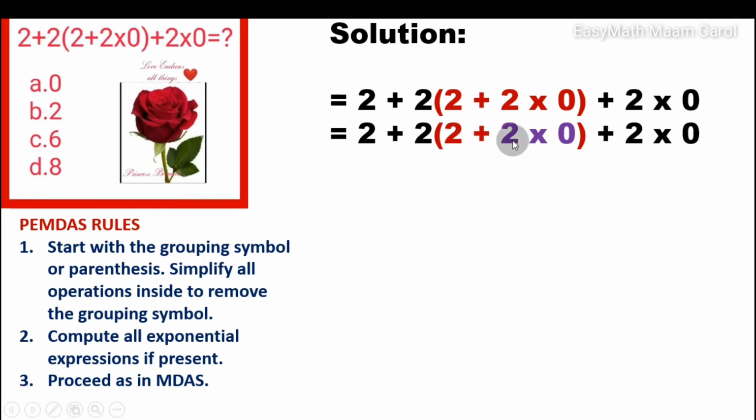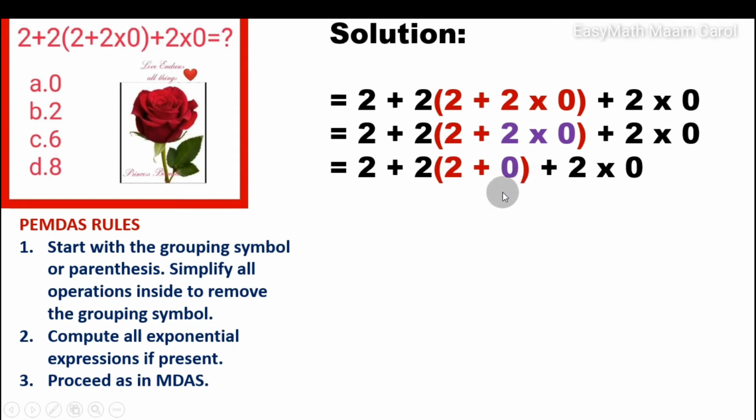So let's multiply first daw yung 2 times 0. So what's the answer for that? Of course, the answer for that is 0. So on this line, everything else stays. Pare-pareho lang naman. We just answered 2 times 0, which is 0. So what's next? Hindi pa natin naaalis yung parentheses. It's because we still have to do 2 plus 0. So 2 plus 0, I'm sure you know the answer for that. Hindi ko pa rin inalis yung grouping symbol.